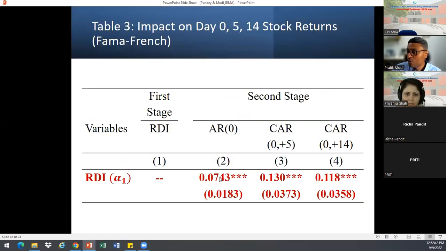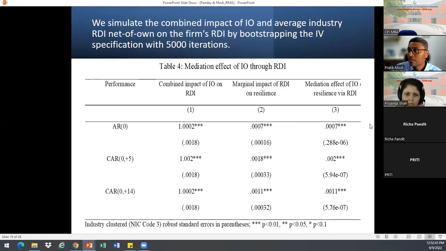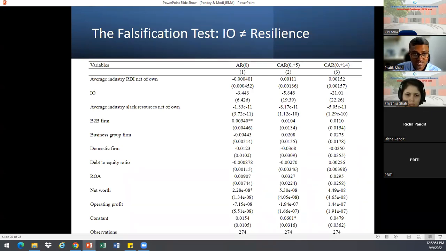Similarly, we provide this AR0, 5, and 14. Similarly, we provide a falsification test. What is a falsification test? We also wanted to prove that this resilience was on account of innovation focus. So when we removed innovation, there was no resilience from R&D. So we provide falsification. That means not only do we show that IO influences resilience, innovation influences resilience, we said that if innovation is not there, resilience is not there. So proving the counterfactual is also very important. This is also called sensitivity analysis.